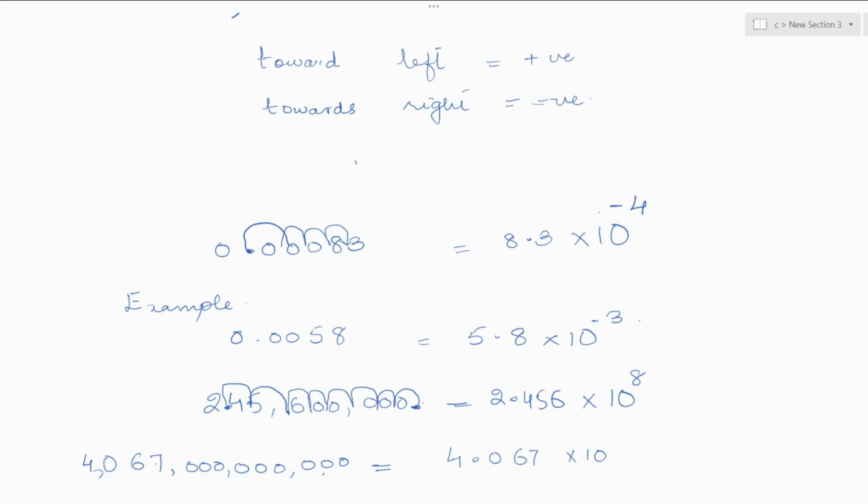Let's do it. The decimal is here, right? At the end. Let's move it: 1, 2, 3, 4, 5, 6, 7, 8, 9, 10, 11, 12. Right? Exactly. I guess you get it now.